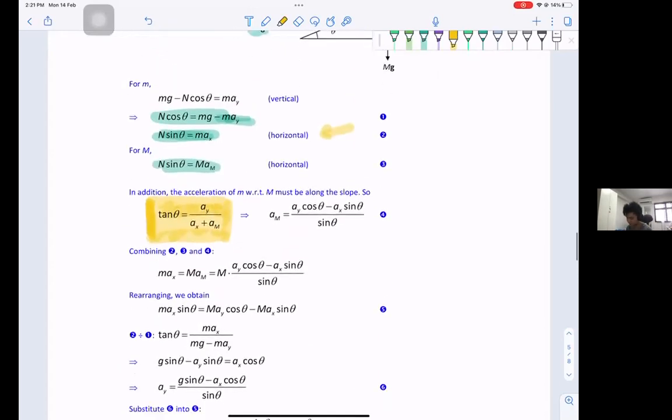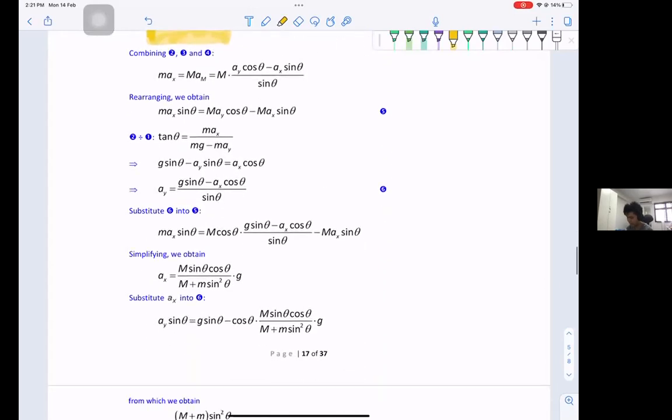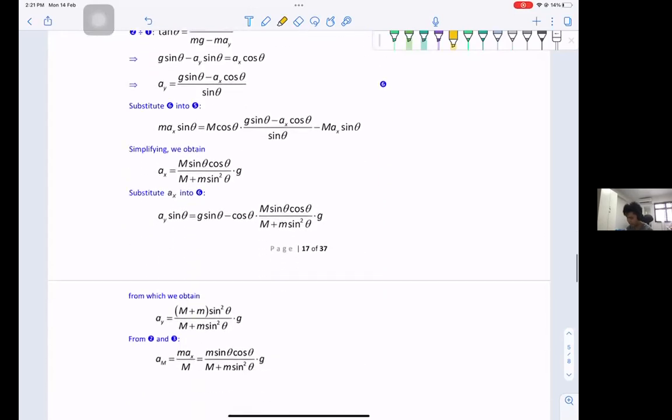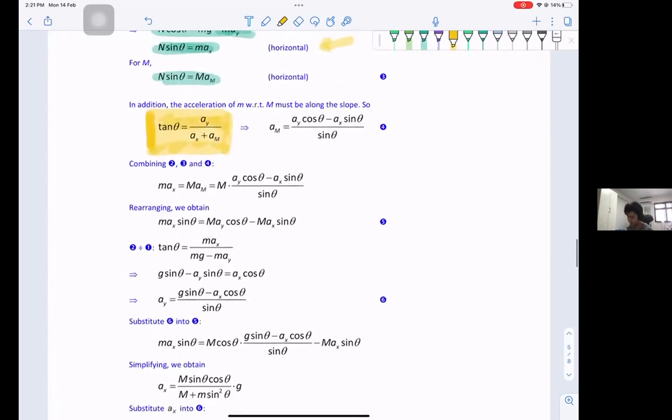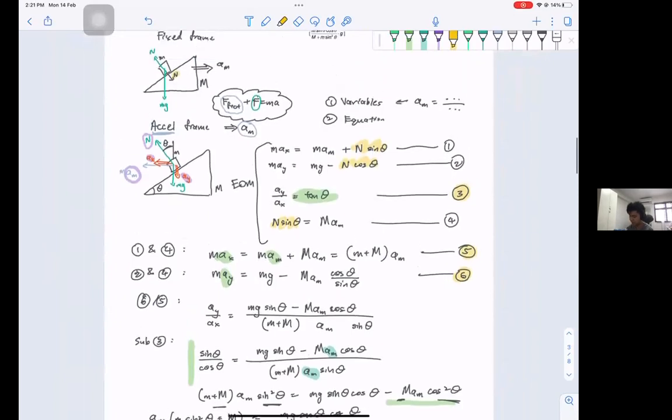From there, there are 4 equations, the highlighted ones, and then they went on to the substitution. I won't go into the details; this entire document is on the website below. So with that simple example, that's how we use a non-inertial reference frame.